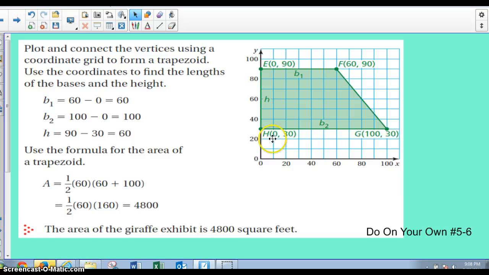And that's 60. So now you're going to use the formula for the area of a trapezoid. Once you fill in all the numbers, you have 1/2 of 60, and then in parentheses, you have 60 plus 100. So you do this first, 160, and fill in the rest. So the area of the giraffe exhibit is 4,800 square feet. Please do numbers 5 and 6 on your own, and let's see if you need to come back. Nope. And then I will see you in class tomorrow.